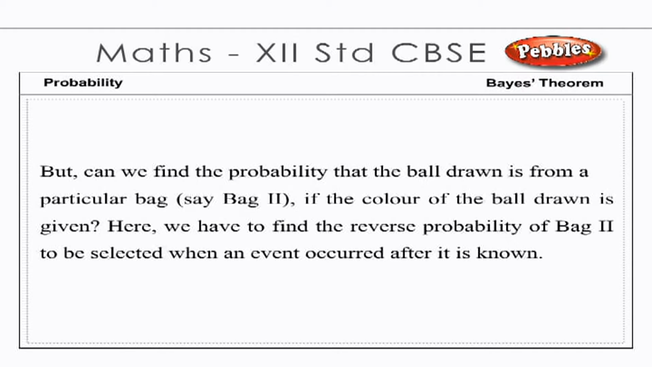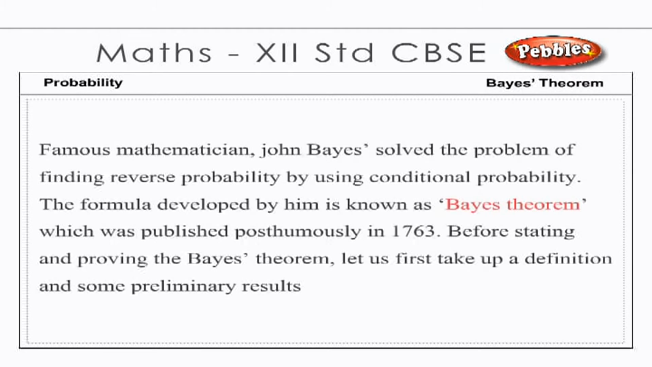But can we find the probability that the ball drawn is from a particular bag, say bag 2, if the color of the ball drawn is given? Here we have to find the reverse probability of bag 2 to be selected when an event occurred after it is known. The famous mathematician John Bayes solved the problem of finding reverse probability by using conditional probability. The formula developed by him is known as Bayes theorem.